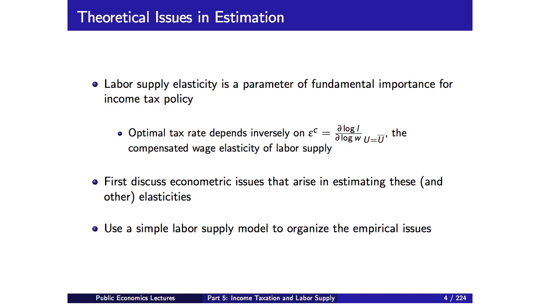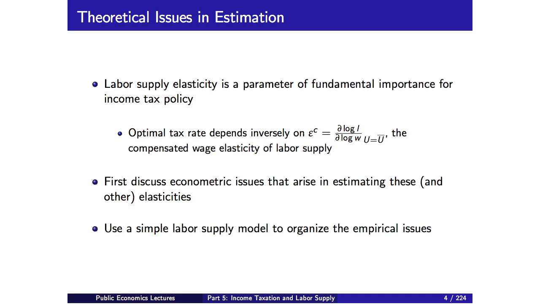Okay, so at a high level, what are we trying to do? We know that the labor supply elasticity is a parameter of fundamental importance for income tax policy. Optimal tax rates depend inversely on this Hicksian elasticity. And so what we're going to first do is discuss a bunch of econometric issues that arise in estimating these elasticities. As well, I should emphasize, as in any other price elasticity, there's nothing special really about labor supply. It's just that this literature is so developed. But many of you may work on other topics like savings or whatever else, and you will see that the same econometric issues will matter there. So definitely useful to pay attention to what the methodological issues are here, as well as how they matter for labor supply.